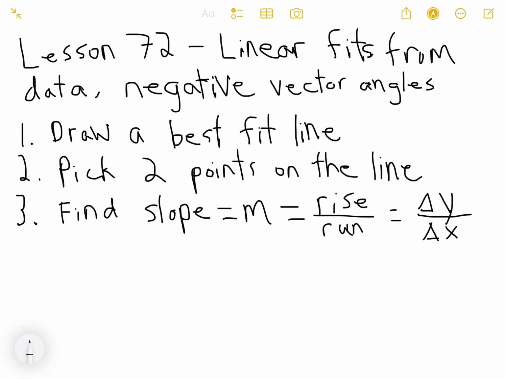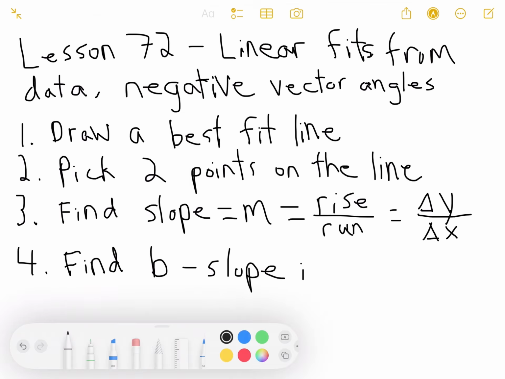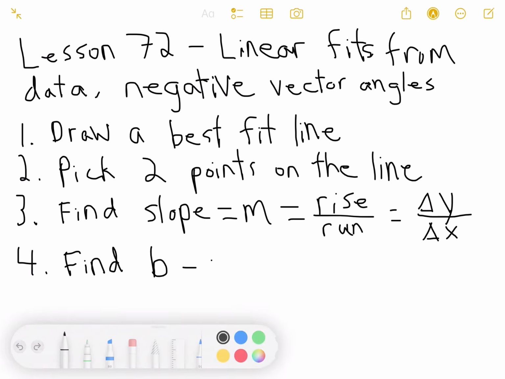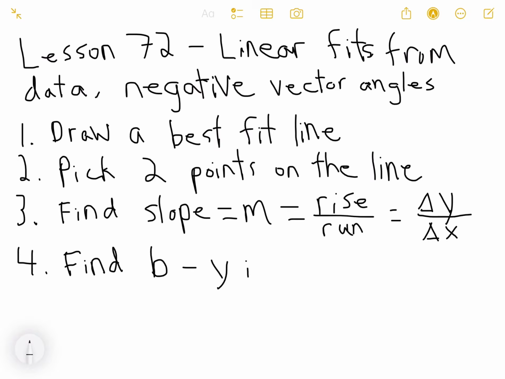And then after I do that, I need to find b. And what is b? b is where we cross the y-axis. So find b. Actually, instead of writing slope intercept, I'll say it's my y-intercept. It's where it crosses the y-axis.